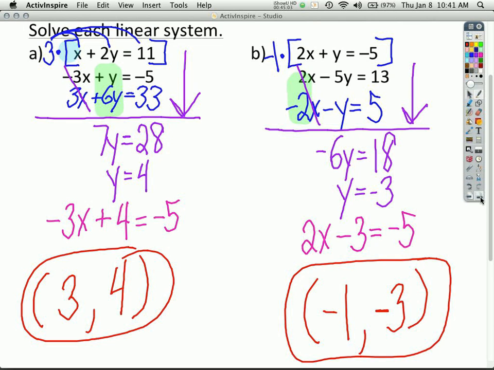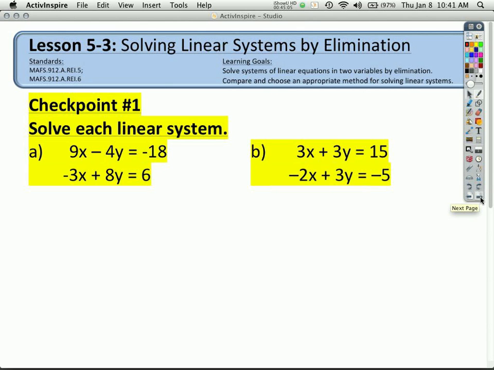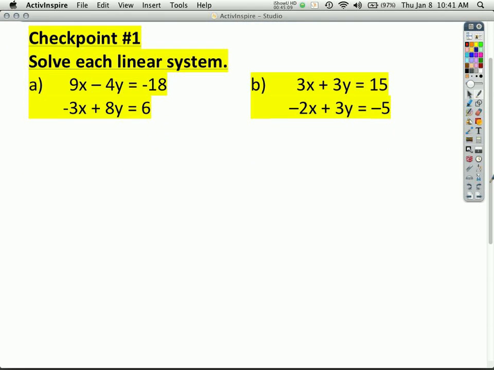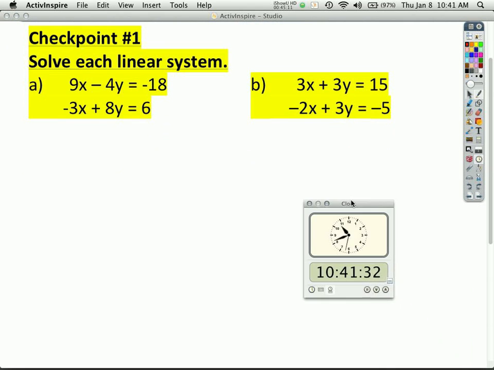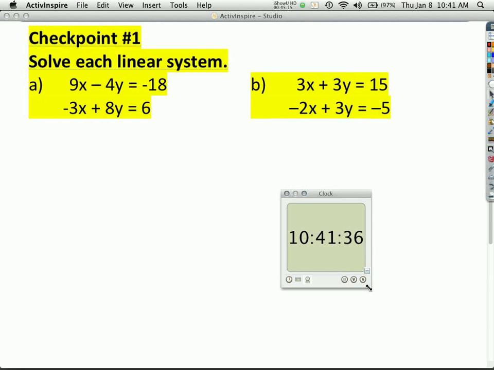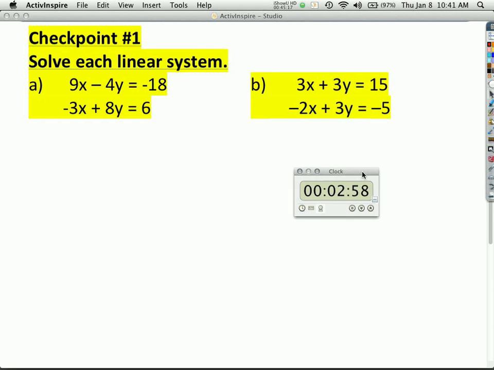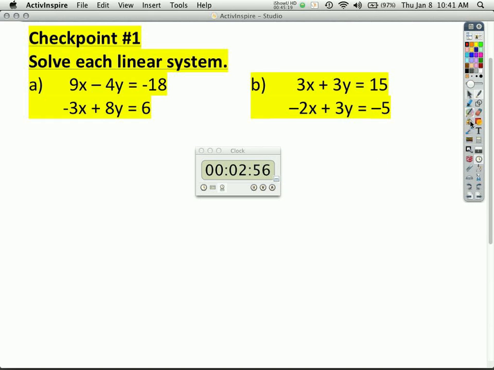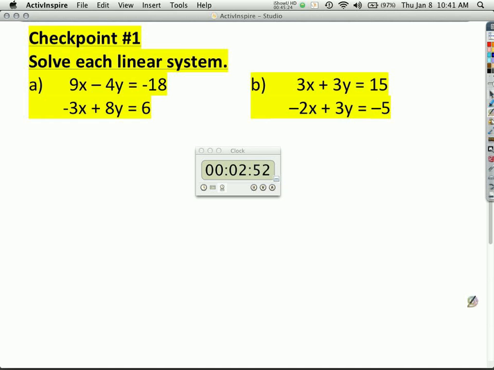All right, so let's see how you do on your own. Checkpoint number 1, you got 2 of them. So 2 systems I would like you to solve, and I'll say 3 minutes on the clock and see how we do with that. If we end up needing another minute, that's fine. I'll extend it a minute. It's not a big deal, a minute or 2 minutes.